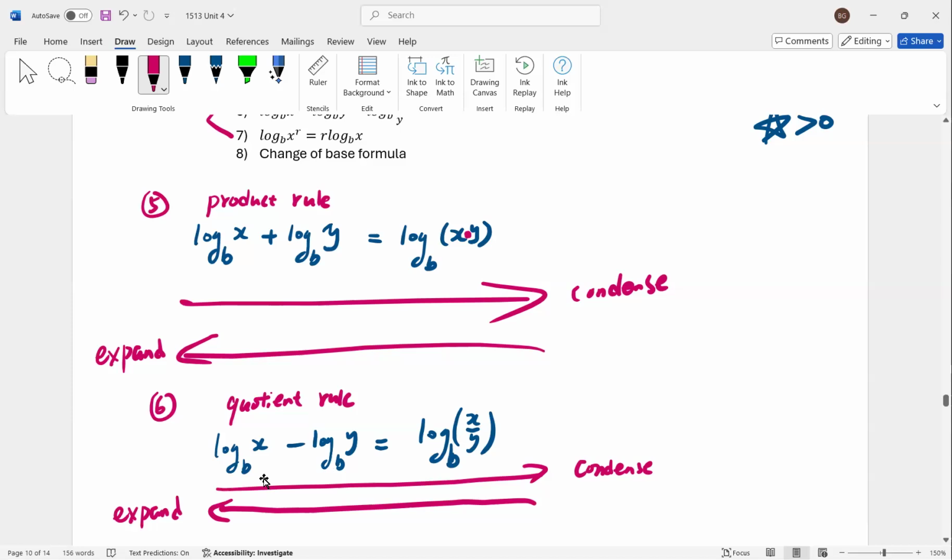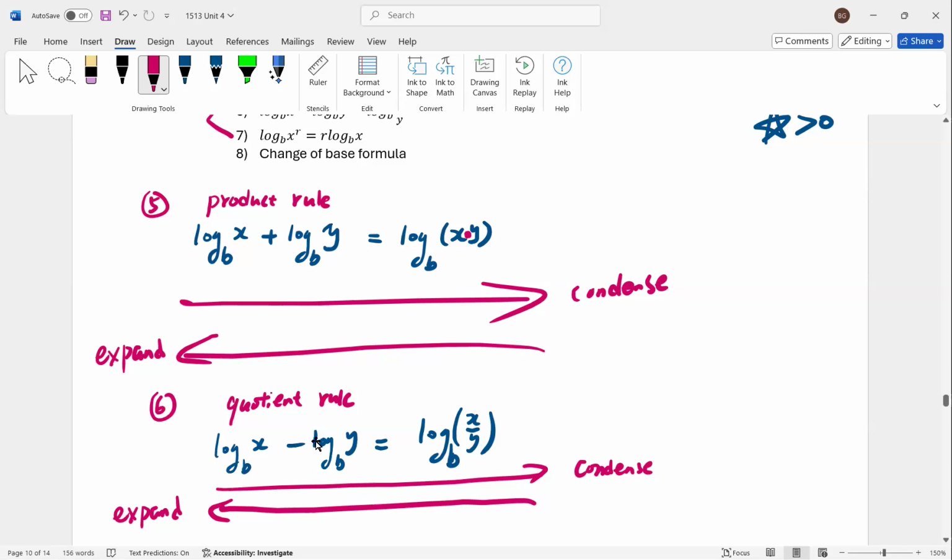When we need to condense and we see a difference of two logarithmic functions with the same base, then we can rewrite the difference as one single log. With the same base, keep the base b, and use the first argument as the numerator and the second argument as the denominator, and we make a quotient. The quotient x over y is the argument of the condensed log. Quotient x over y is where the name quotient rule comes from.